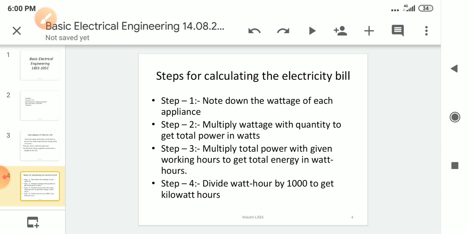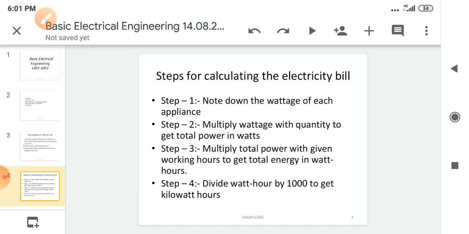So we are taking the reading of every appliance. After that, how many hours we are using it is very important. Depending on this time period, we get our kilowatt hour. So we have to take the product of the power and the time for which we consumed this electrical energy. The next step is to divide this watt hour by 1000 to get kilowatt hour.